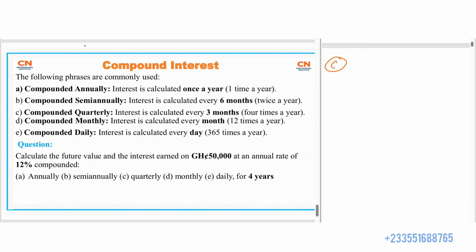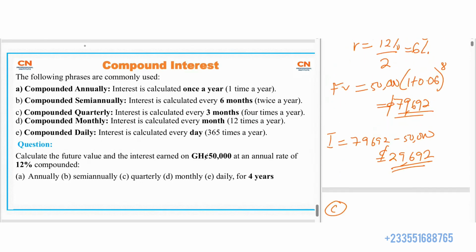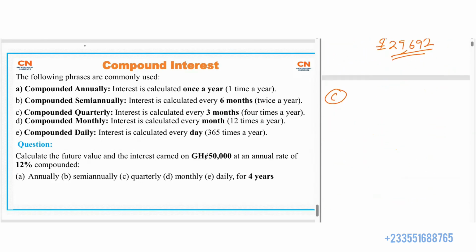C says, so what we did right now is semi-annually. C is saying quarterly, right? Now, if an interest is compounding quarterly, meaning it compounds every 3 months, then it means in a year it's going to be compounding what? 4 times, as we said. So it will be compounding 4 times.